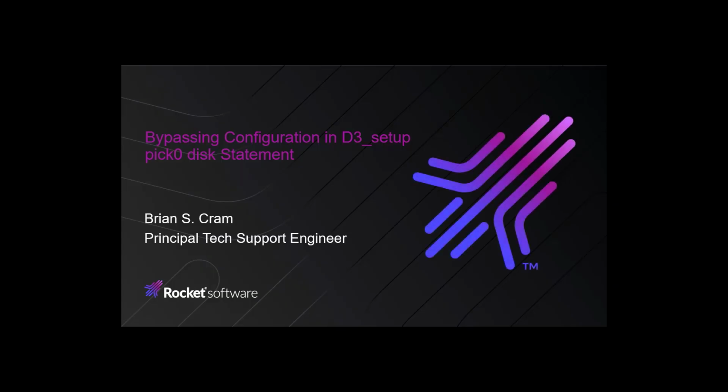This is the second video in a series that shows how to make D3 installation on Linux easier by bypassing D3 Setup's configuration menu. In this video, we'll cover the pick0 file disk statement in particular. Later, we'll cover how to set up disk partitions for D3 and how to manually load D3 dependencies.